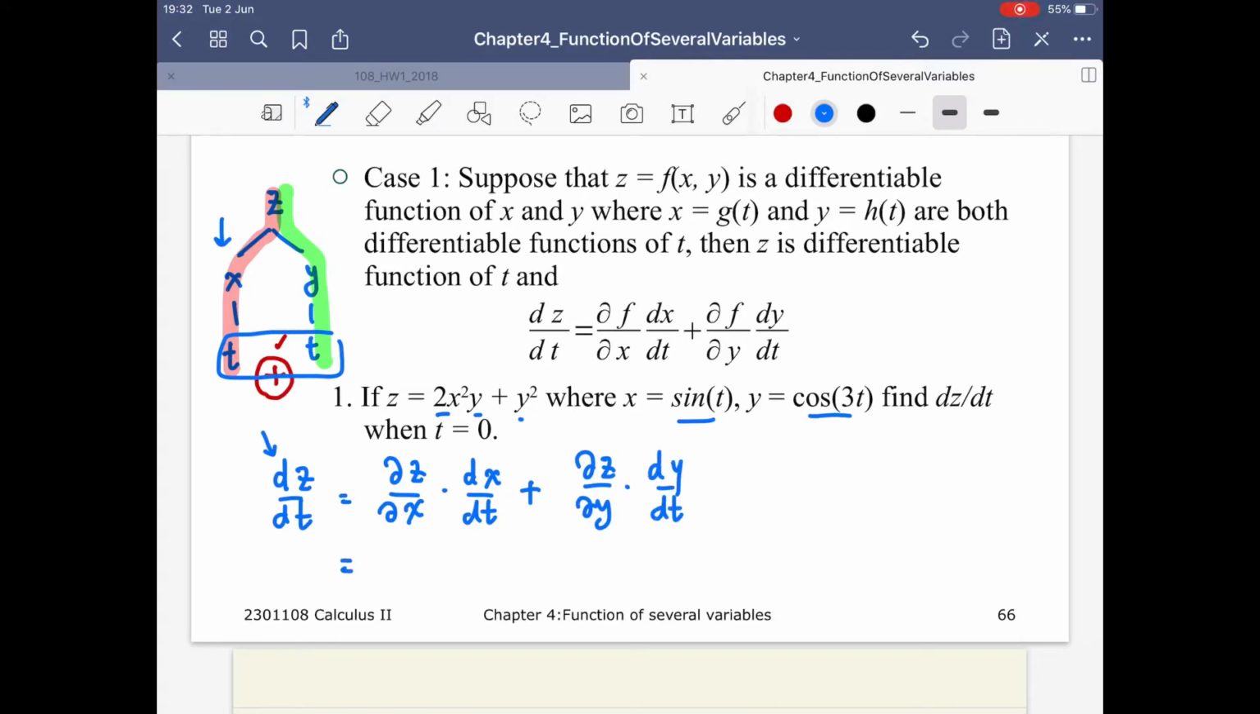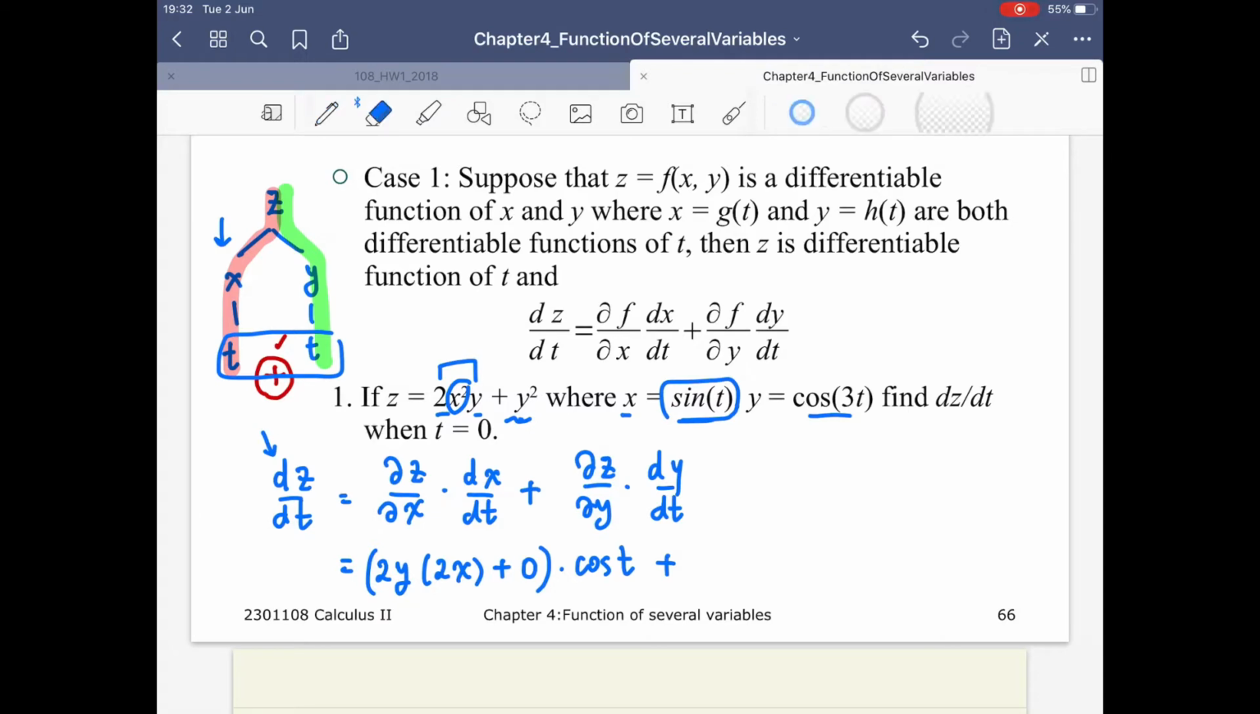For the first one, the derivative with respect to x, y is now a constant, so the 2 and the y are constants. The derivative goes directly to x squared, so you have 2x, and because y is a constant in this context, y squared gives 0 as a derivative with respect to x. Then x depends on sine t, so the derivative becomes cosine t.